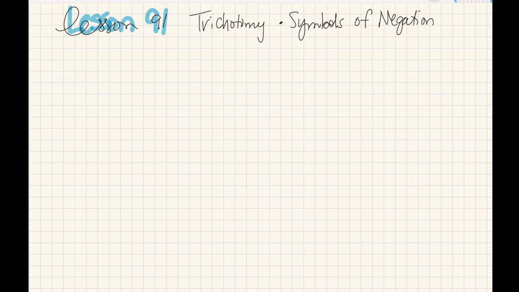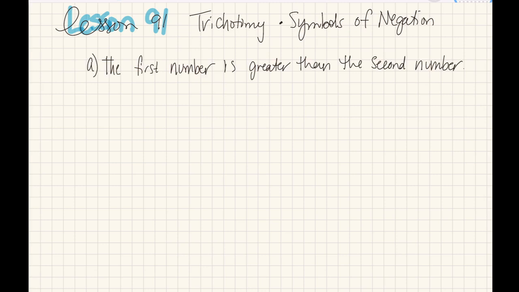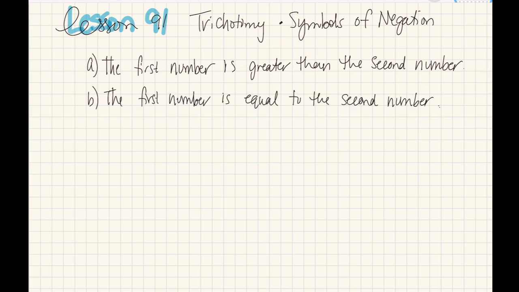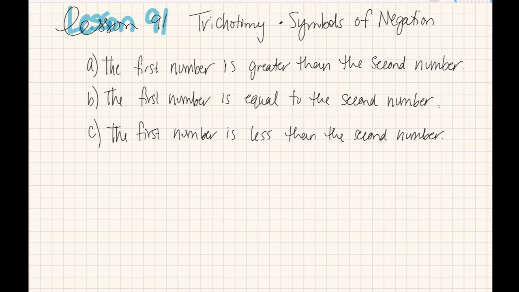So when we say trichotomy axiom, we are just saying that there's three possibilities when we are writing phrases in algebra. The first thing we can say is that the first number is greater than the second number. Another is that the first number is equal to the second number. And then we have another that says the first number is less than the second number. So we have a greater than, an equal to, and a less than. These are the three ways that we can say an algebraic phrase or an algebraic equation.